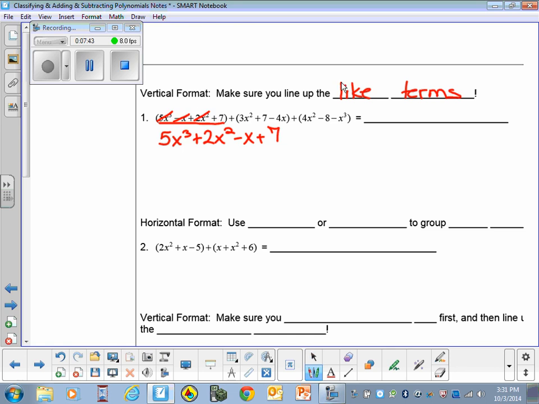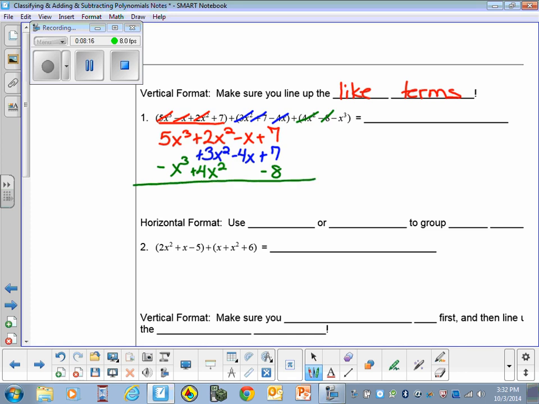Now, when I write the next one, I'm going to line up the like terms. So 3x squared has to go under 2x squared. 7 goes under the other constant, and negative 4x belongs under the negative x term. When I write the next one, 4x squared goes in the x squared column. It's positive. Negative 8 goes underneath the constants, and negative x cubed comes out here with the cubes.